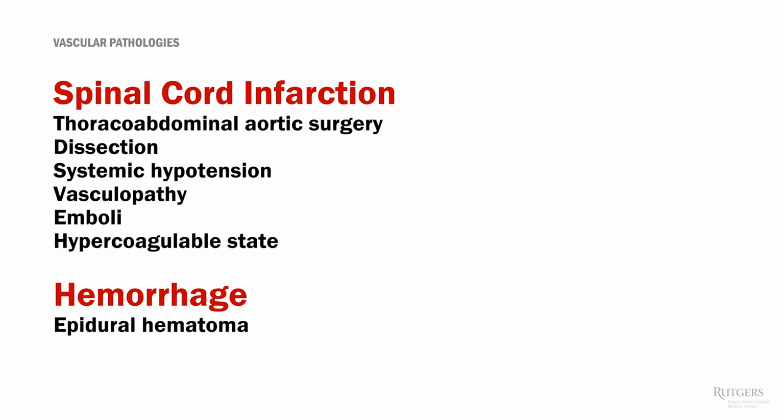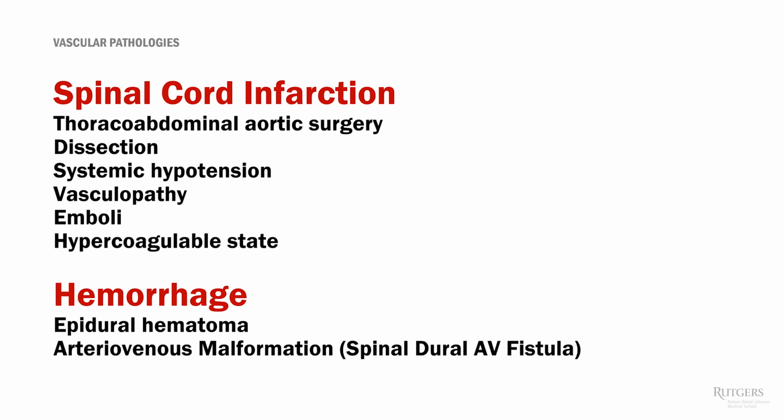Even more rare is a direct connection between an artery and a vein, or arteriovenous malformation. When that vein is a venous sinus, that malformation is called dural AV fistula. With thin vascular walls, veins cannot withstand high pressure of arterial flow and can rupture. Also, venous hypertension means that veins can't drain blood properly, causing venous congestion in the cord and ultimately ischemic stroke.